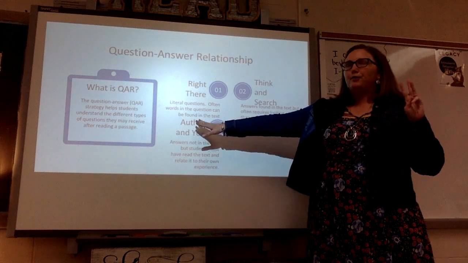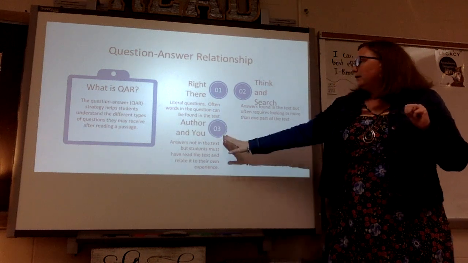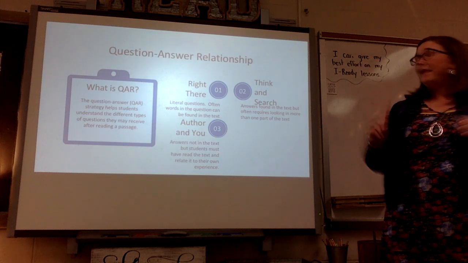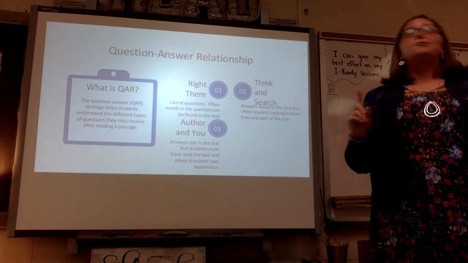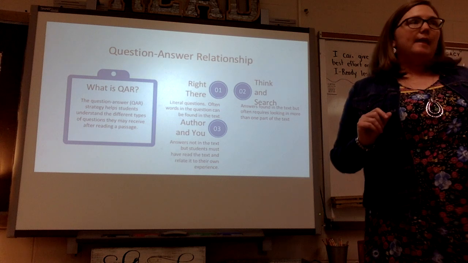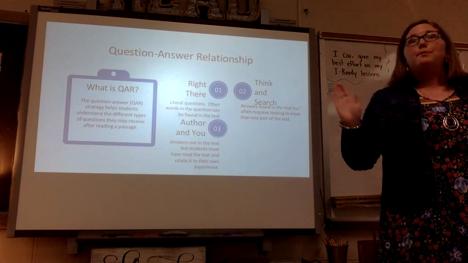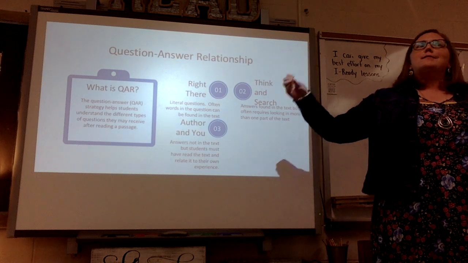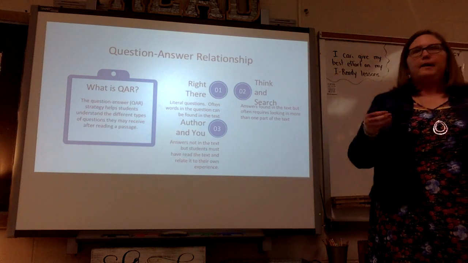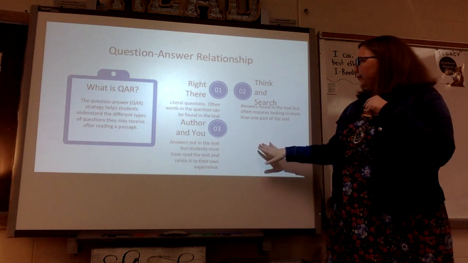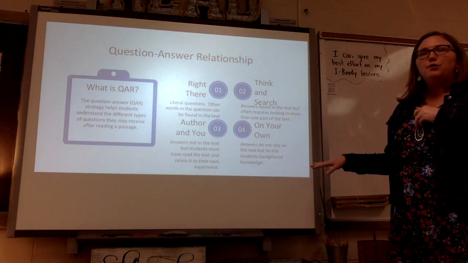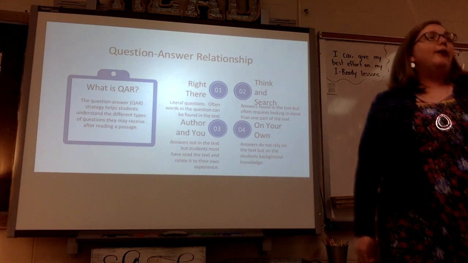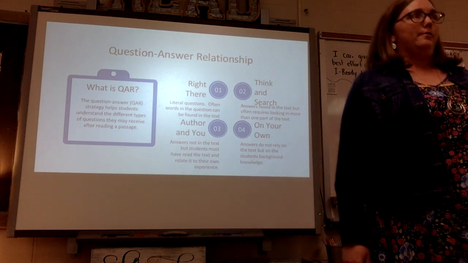The third one is author and you. Okay, the answers are not in the text, but the student must have read the text and then be able to relate it to their own experience to answer that. So you cannot answer it without the text. You have to have read the text, but the answer is not necessarily in the text. Okay, so it's author and you working together. And the 4th type is on your own. The answers do not rely on the text, but they rely on your student's background, their prior knowledge.